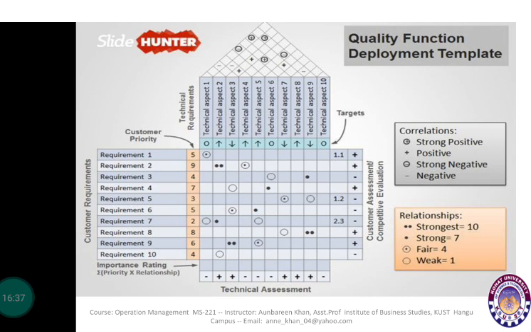The sequence of houses begins with the design characteristic, which leads to the specific component, like a production process, final quality plan. This house of production is also helpful for a specific component, product process and quality plan.